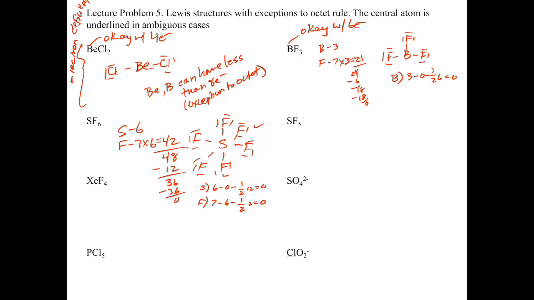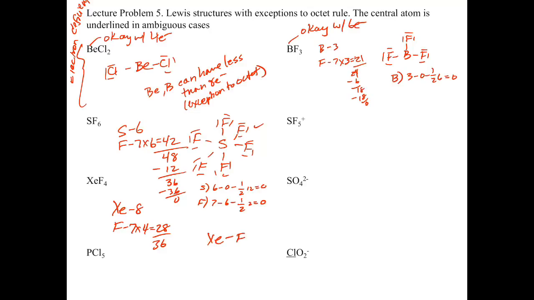XeF4. This is one of those cases where the noble gases do actually, with something as strong as fluorine, fluorine can actually steal some electrons from a noble gas that's a little bit further down on the periodic table. So we have xenon bringing 8 electrons to the party. Fluorine brings 7 electrons times 4. 7 times 4 is 28, so this is going to give us a total of 36.